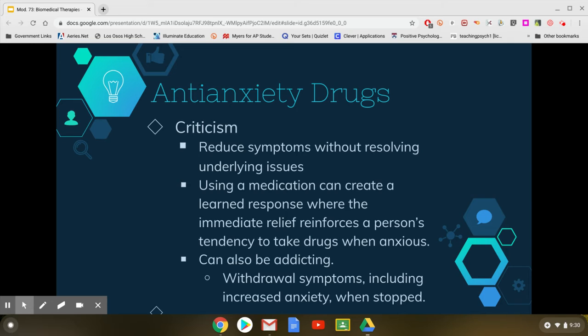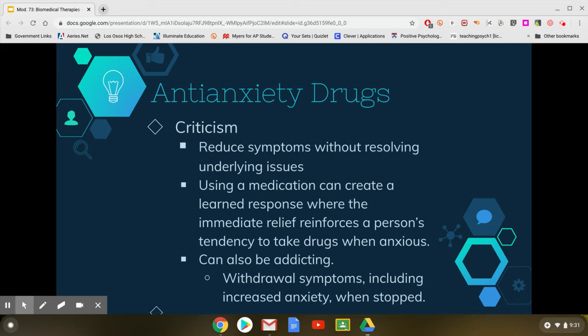So some of this I've already said. Some of the criticism is they might reduce those symptoms, those physiological feelings of anxiety, but they don't resolve the underlying issue, particularly if it's something like obsessive compulsive disorder or PTSD. They don't resolve what's causing the person to have that anxiety.